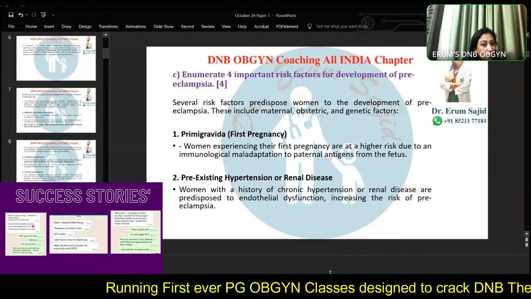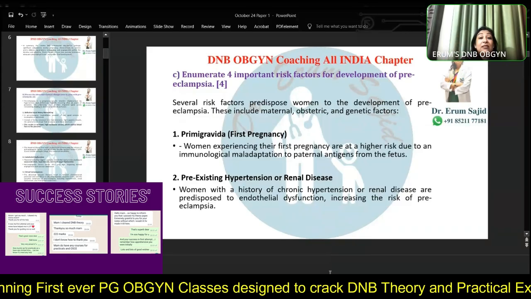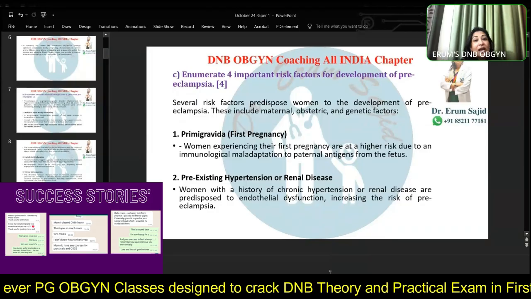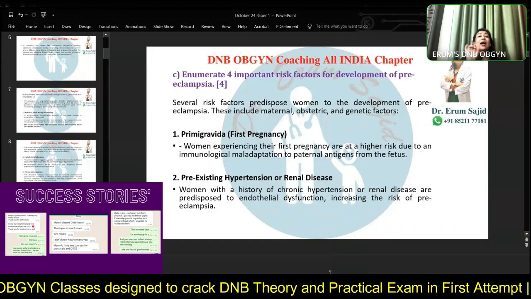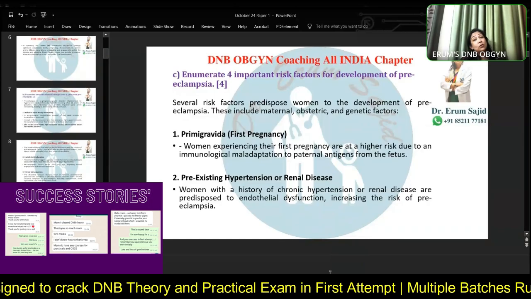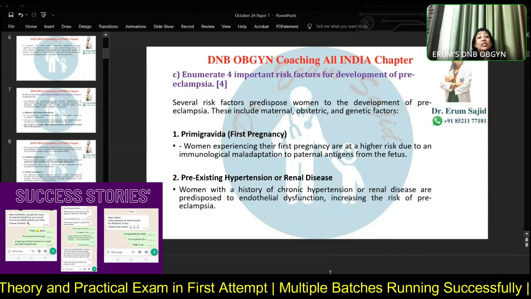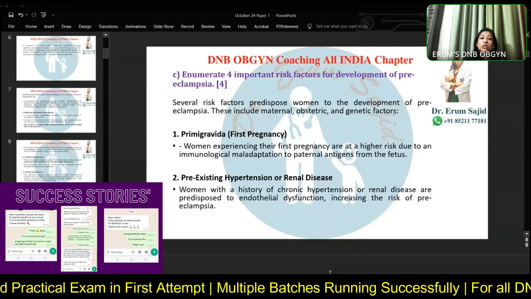So primary gravida is okay. Previous kidney disease is fine. Previous history of preeclampsia in a previous pregnancy. A patient with chronic hypertension. These are all high risk candidates to develop preeclampsia. And what have my students written? Yes, obesity above BMI 35. Age more than 40. These are moderate risk factors.